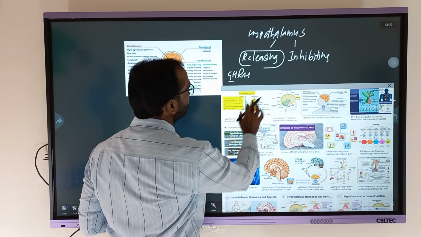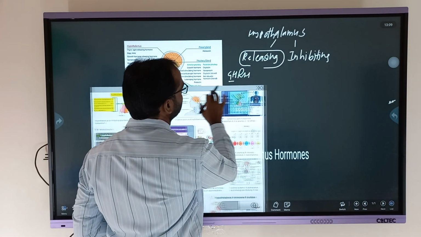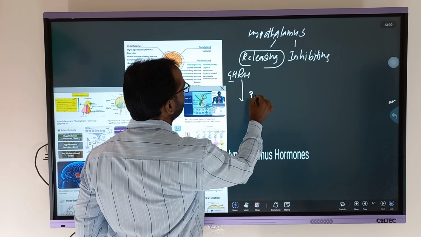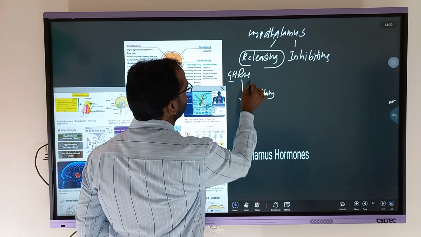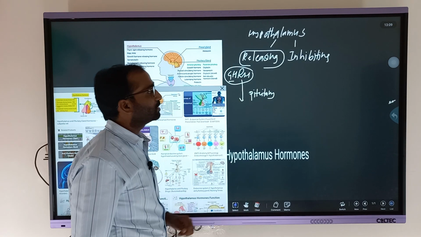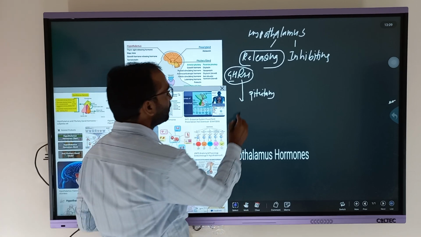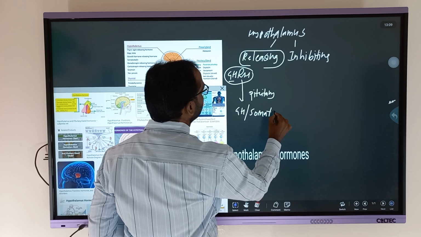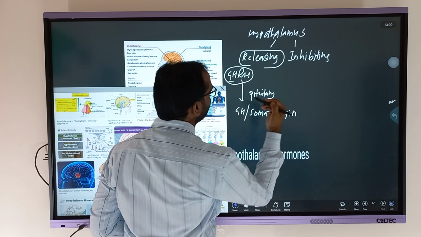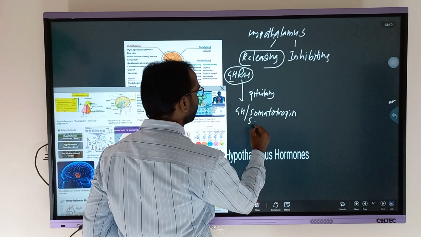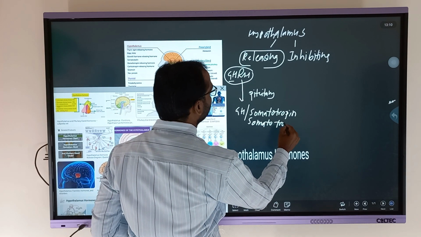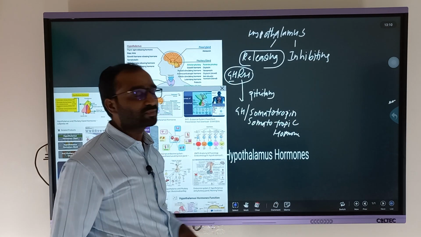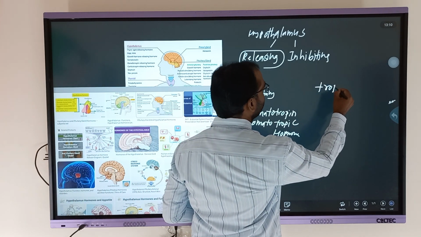Growth hormone releasing hormone stimulates the pituitary gland to release growth hormone. Growth hormone is also called somatotropin, or somatotropic hormone. And here the clarity should be about the terms tropic and trophic.